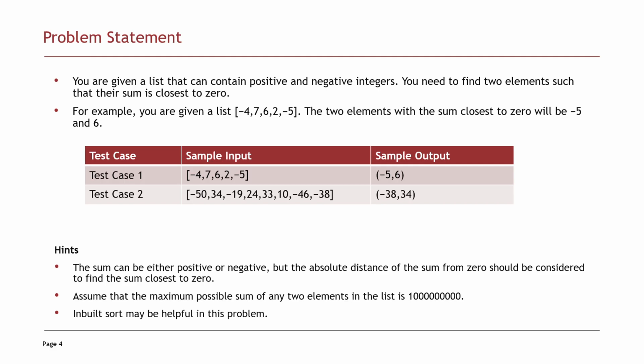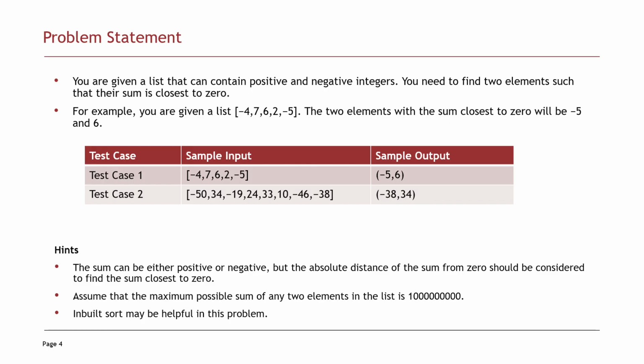Hence, when taking up two integers whose sum is as close to 0, here the optimal solution is -5 and 6. Same goes with the other test case scenario wherein we have the input that is shown on the screen, and the sum of two integers which is closest to 0 again here in this scenario is -38 and 34.